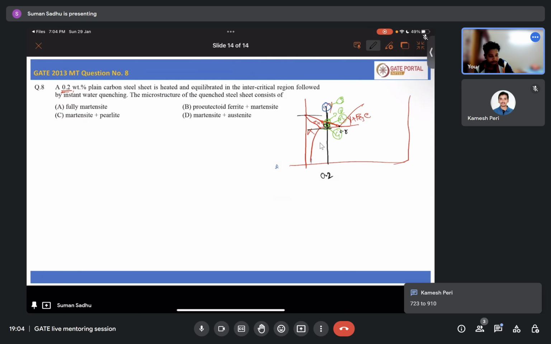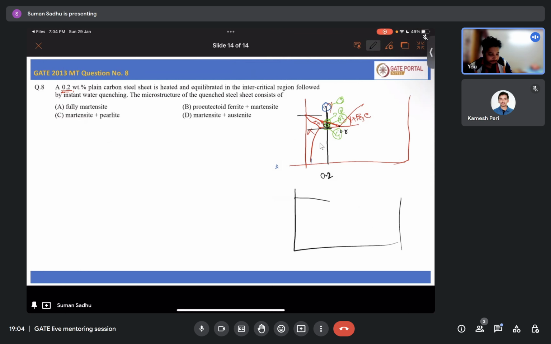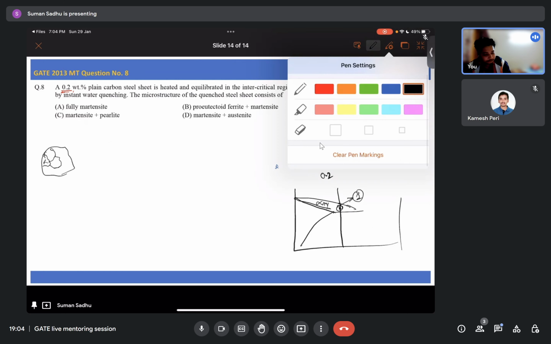So basically that means initially it is heated to the alpha plus gamma region, up to this phase boundary. So here is alpha plus gamma, and it is heated up to this one. Let's say this is location 1, I am marking. At location 1, what will be your microstructure? At location 1, you have alpha and you have gamma, so a mixture of alpha and gamma will be there.